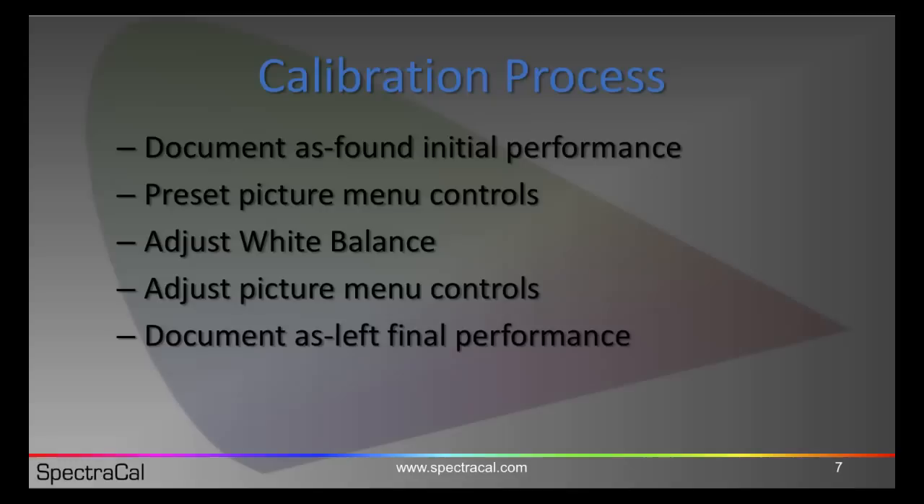Then we will actually perform the white balance adjustment of setting the white balance of the display so that it tracks well across the luminance range. Once we've done that, we'll need to go back and readjust some of the picture menu controls because there will be an interaction effect between the white balance and picture menu adjustments. And then finally, we'll document the final performance of the display by capturing its performance to document its as-left condition.